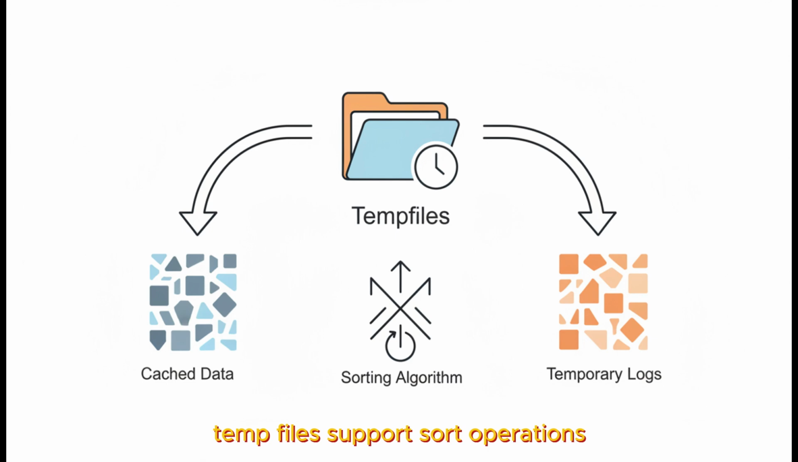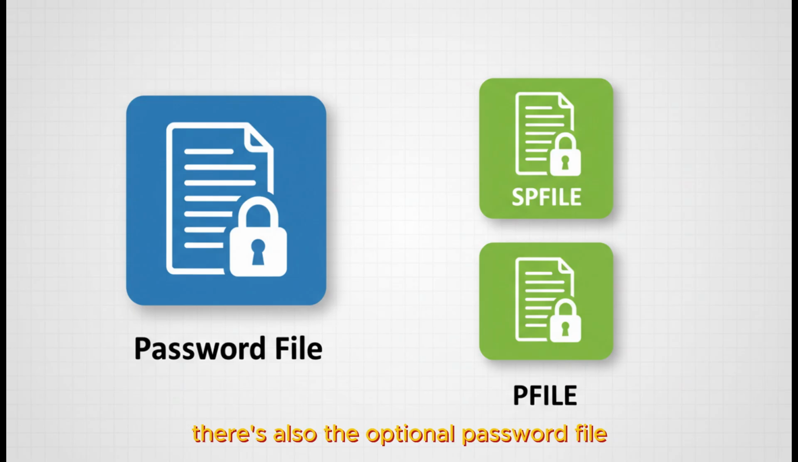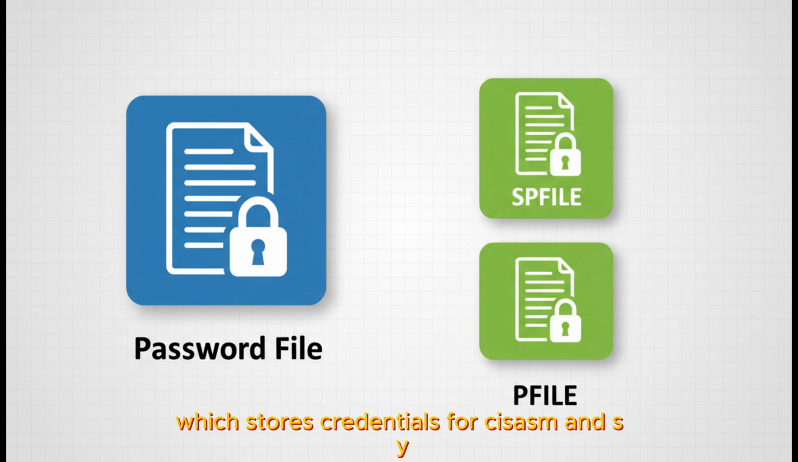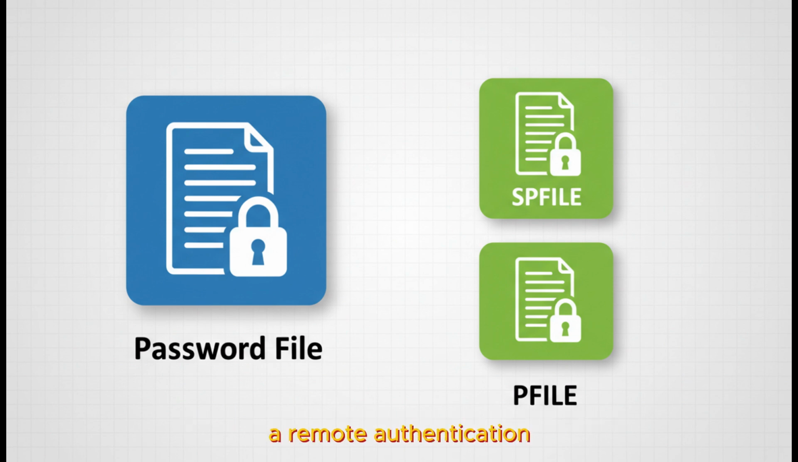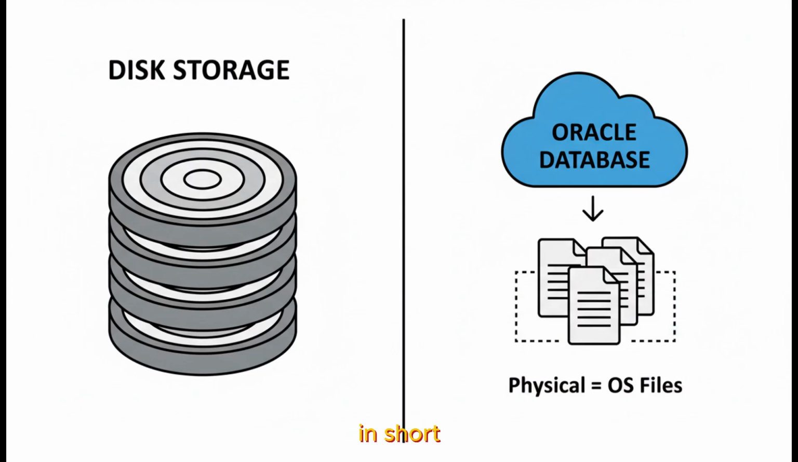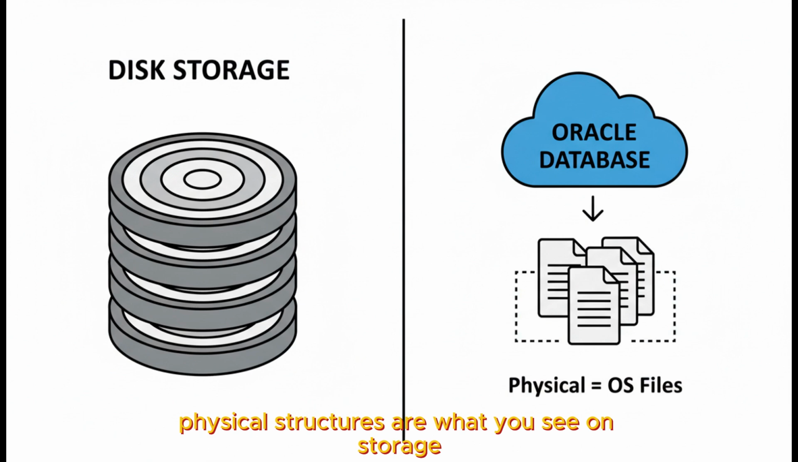Tempfiles support sort operations and temporary segments. There's also the optional password file, which stores credentials for SYSASM and SYSDBA remote authentication. And finally, parameter files, both PFILE and SPFILE, which determine instance configuration. In short, physical structures are what you see on storage. They are the actual files Oracle reads and writes to.